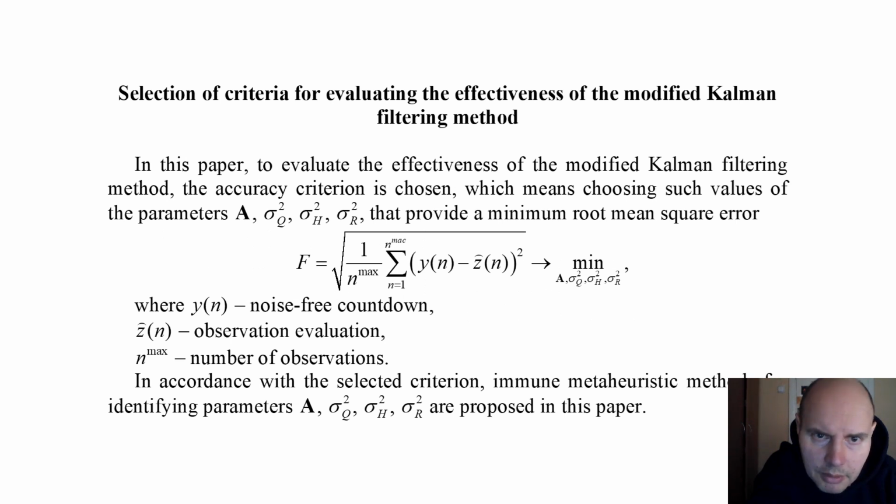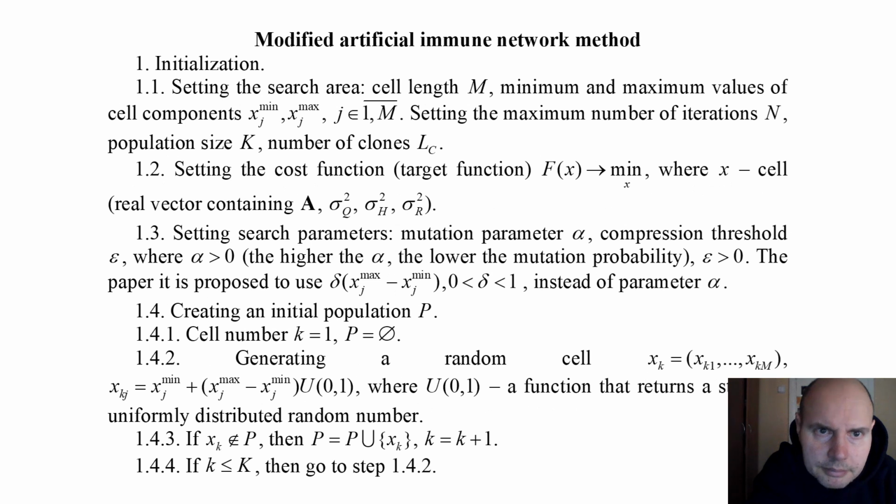Selection of criteria for evaluating the effectiveness of the modified Kalman filtering method. In this work, to evaluate the effectiveness of the modified Kalman filtering method, the accuracy criterion is chosen, which means choosing such values of parameters that provide a minimum root mean square error. In accordance with the selected criterion, immune meta-heuristic methods for determining the parameters are proposed in this work.